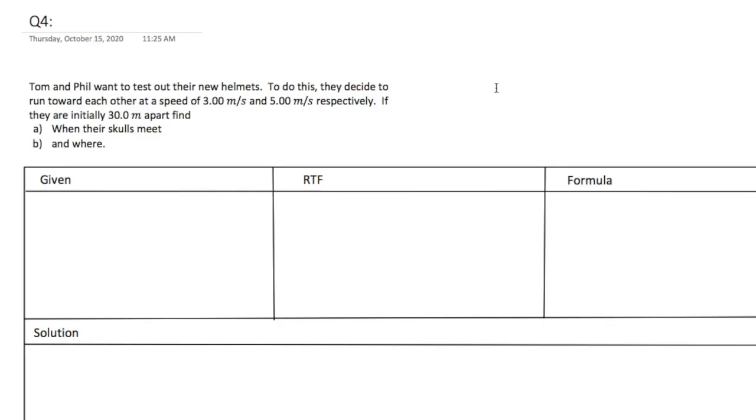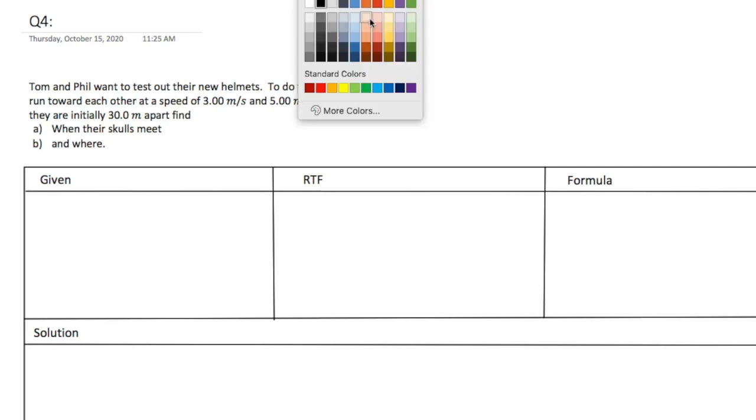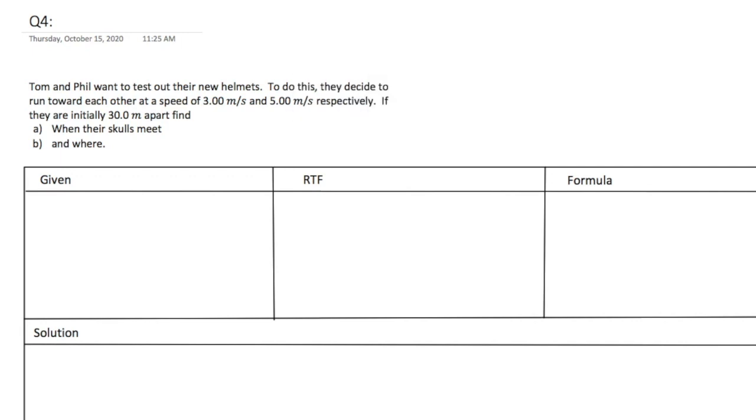All right, kinematic sample problem number 4. So here's what we got going on here. This particular question is what I refer to as an object A, object B problem. So we have two individuals. We have Tom and we have Phil. And what they're doing here is they want to test out their new football helmets. These are actually two former students from many, many years ago. They didn't actually do this, but it was kind of hilarious to think that they would, because they were the kind of guys that would.